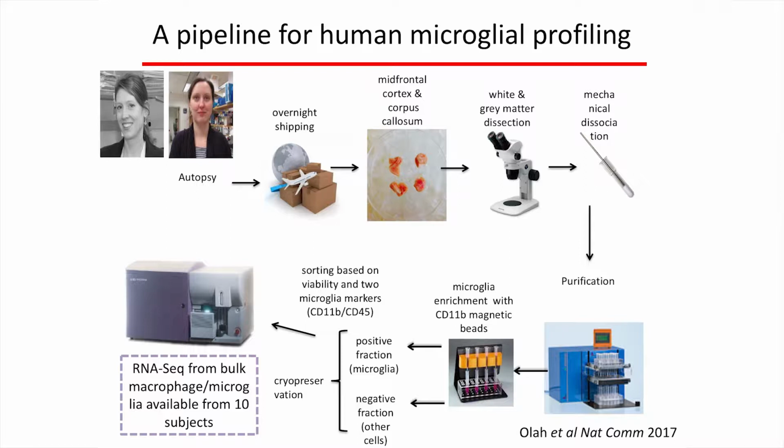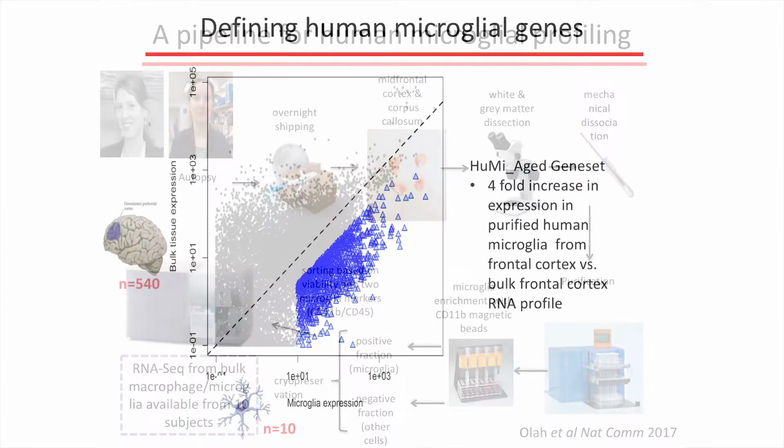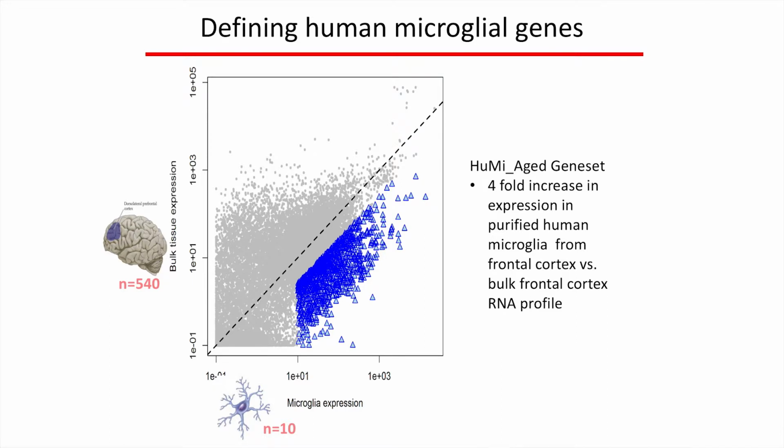And then we had a small number of individuals who had both bulk level and microglial profiles, so 10 individuals from whom we had purified human microglia. And we compared the level of expression of each gene to that seen in the bulk cortex. And then we defined a set of genes that we deemed to be enriched in microglia. By definition, this was genes whose expression was fourfold increased in the microglia. Also, we imposed a minimal threshold of expression as well.